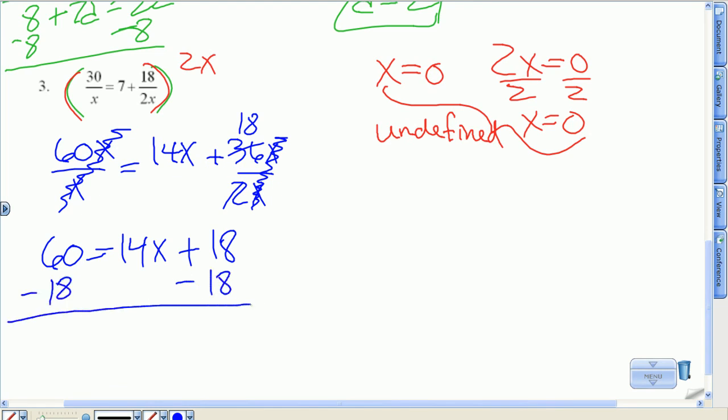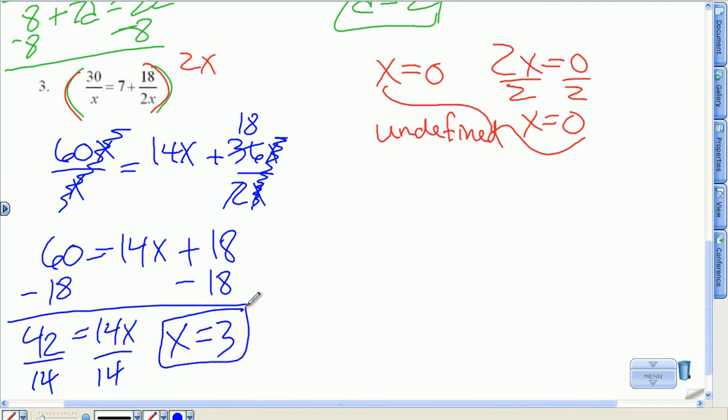Alright, so 60 minus 18 is 48. That's not right. I subtracted wrong. How about we do this? How about it's 42? Ooh, gotta check your work, huh? Wow. Divide by 14. We get x equals 3.